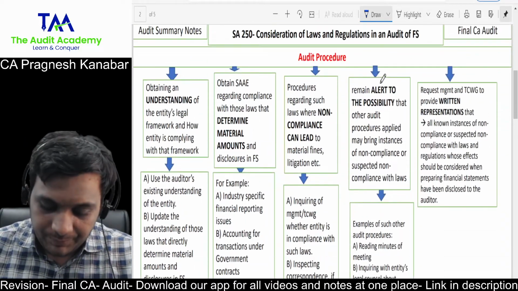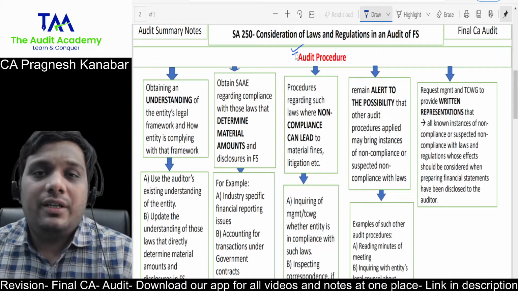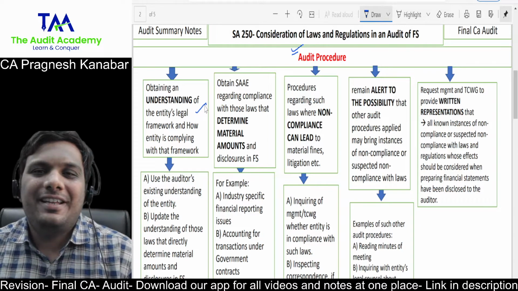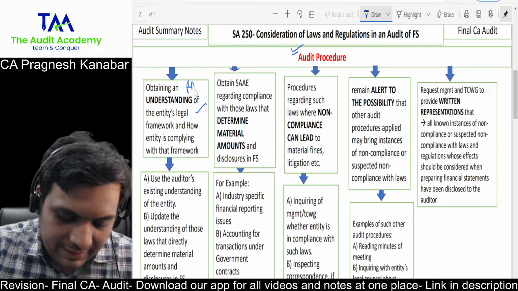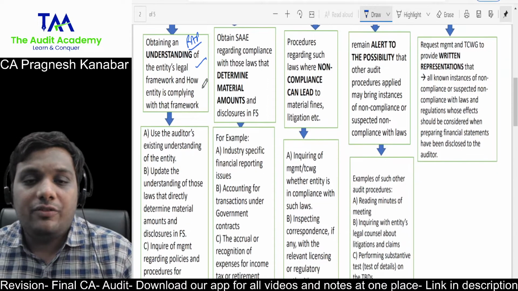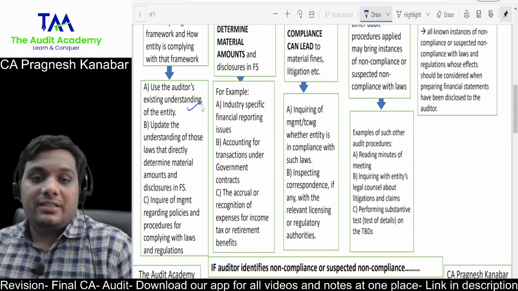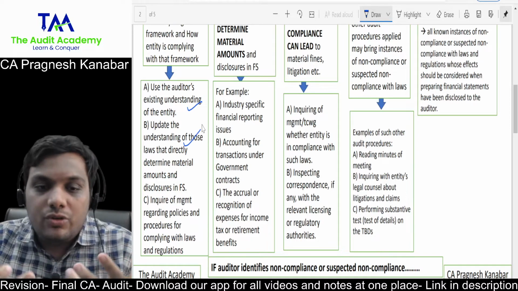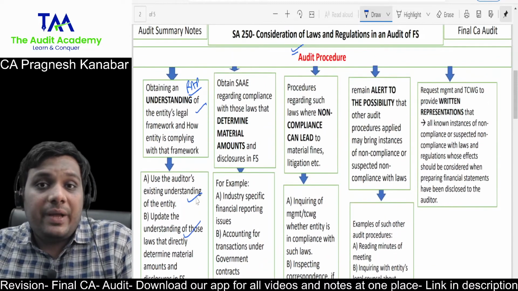All right, now look at this. When we talk about the procedural part, obviously SA 250 would want you to first obtain an understanding of the laws and regulations and how the entity is complying with such laws and regulations, correct? So first is always risk assessment procedure: obtain an understanding of the legal framework and how the entity is complying with such laws. Use the auditor's existing understanding of the entity, update your understanding, and inquire of the management about the laws and regulations and their impact.